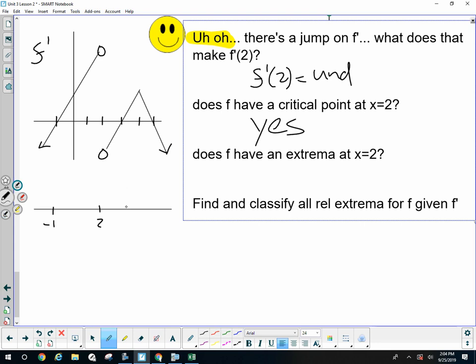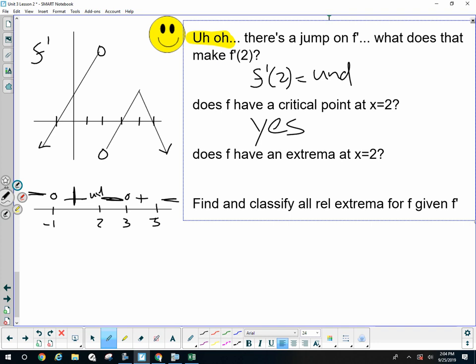But notice, f prime's negative and then positive. It's positive between -1 and 2. It jumps down to negative values after 2. I got a 0 at -1. I'm undefined at 2. At 3, it's got a 0, goes to positive. At 5, it goes to negatives.